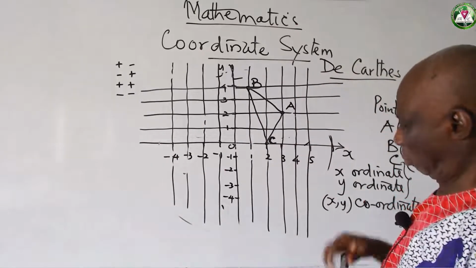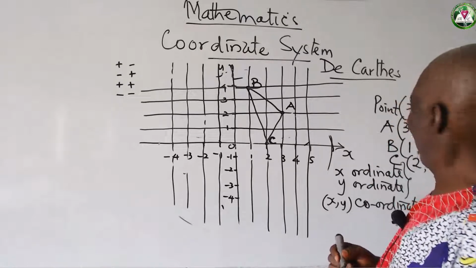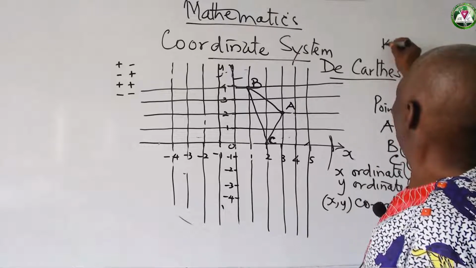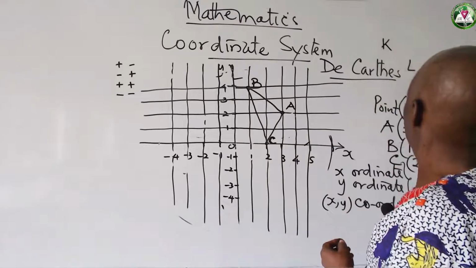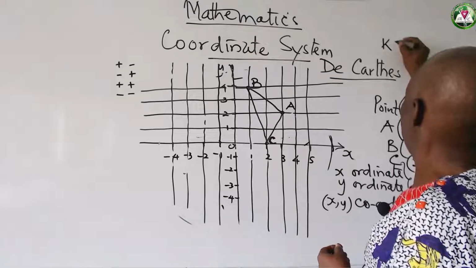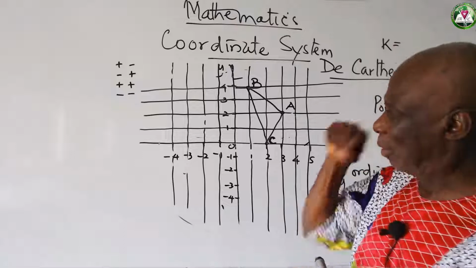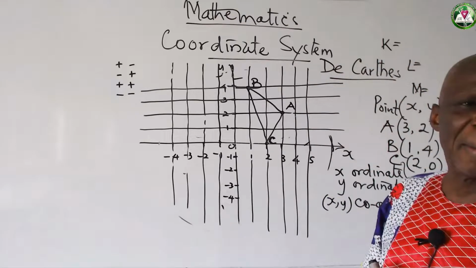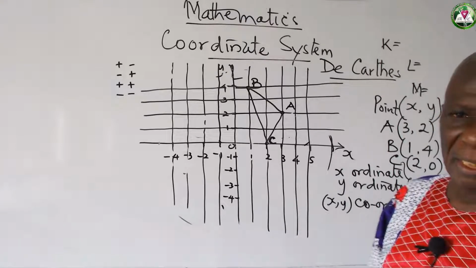Now, I'll tell you to fix point K. Point K. After that, you put point L. After that, you put point M. We are going to put them now. Now, I said that point K is -4, 4. Point K, -4, 4.